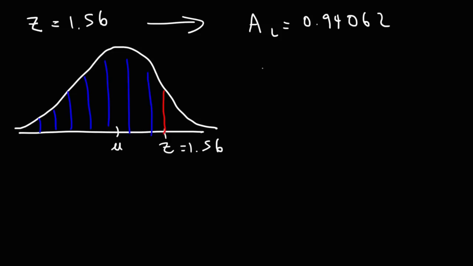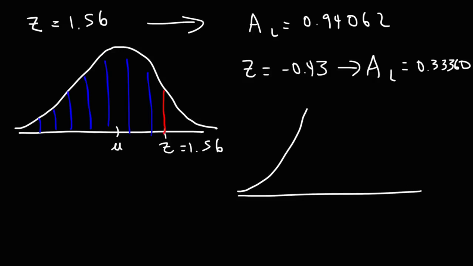Let's say your z-score is negative, let's say z is negative 0.43. Using a table, you'll find that the area to the left is 0.33360. And so the graph, if you wish to shade the region, will look something like this. Here's the mean. Z is negative, so it's going to be to the left of the mean, to the left of the dotted line.